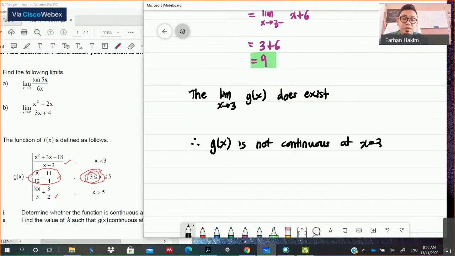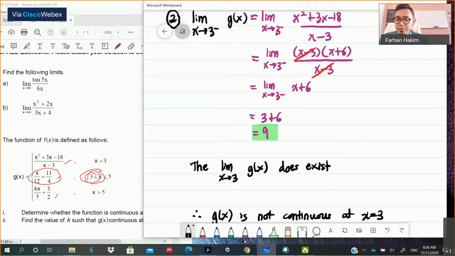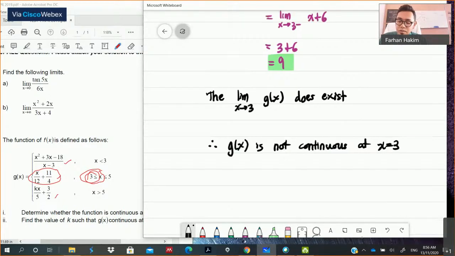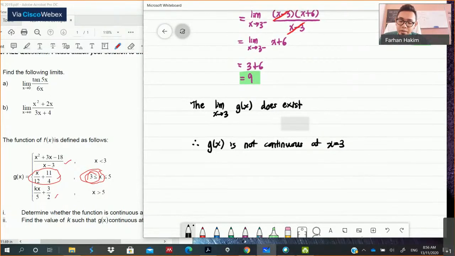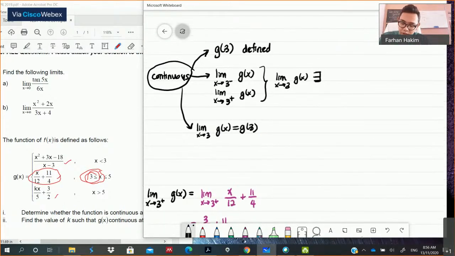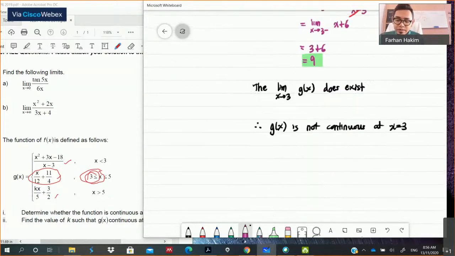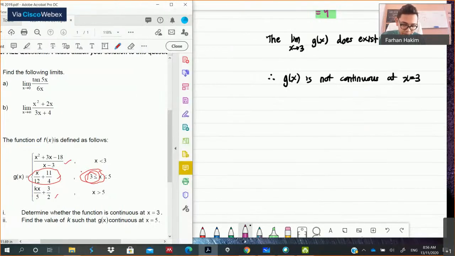So we don't have to proceed to condition number 3. This is question number 2, and we are done with it. We checked the first condition and then the second condition, but since the second condition is not satisfied, we don't have to proceed to the third condition. Now let's proceed to question number 3.